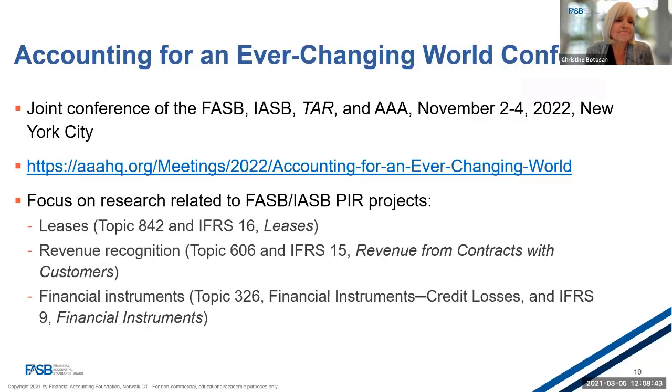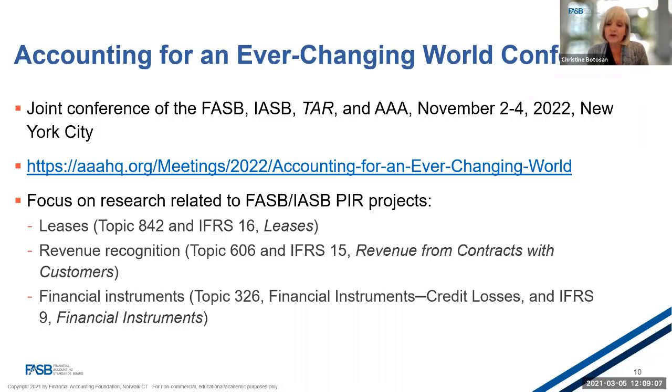Next slide. So to promote research that is relevant to the PIR of leases, revenue, and CECL, you may have heard that the FASB is working together with the ISB, the Accounting Review, and the American Accounting Association on the Accounting for an Ever-Changing World conference. The link to the conference website is provided on this slide.